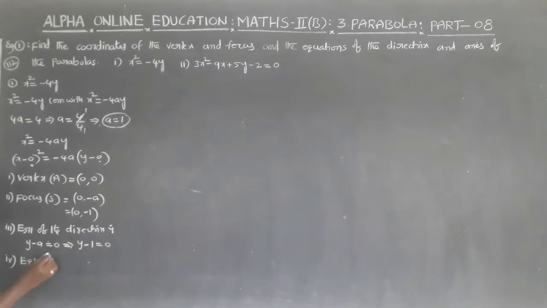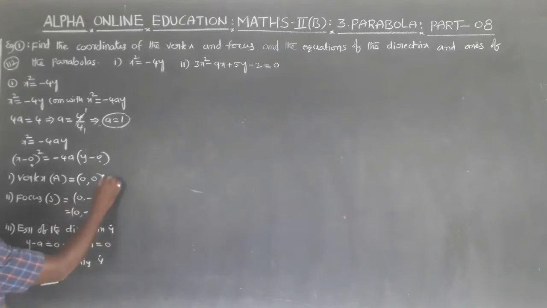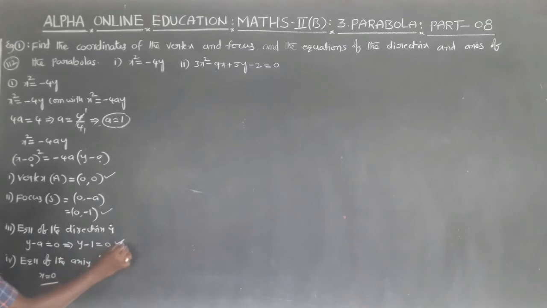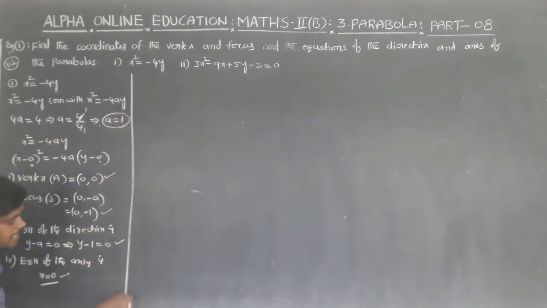Fourth one is equation of the axis. Equation of the axis is x - 0 = 0, means x = 0. First one is vertex (0, 0). Focus (0, -a) means (0, -1). Equation of the directrix y - a = 0 means y - 1 = 0. Fourth one, equation of the axis x = 0. These are the 4 values of the parabola x² = -4y.